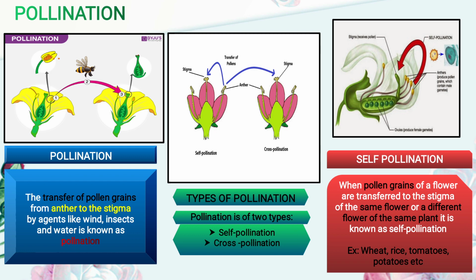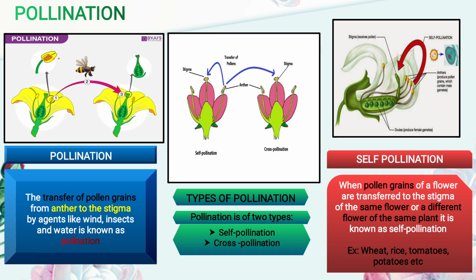the same plant. Suppose one wheat plant is there, and in one plant so many flowers are growing, 2, 3, 4, 5, 6. So when the pollen transfers from the anther to the stigma of the same flower. Now you see in the image, the arrow mark is showing the same flower only, meaning the stigma of the same flower, that is self pollination.